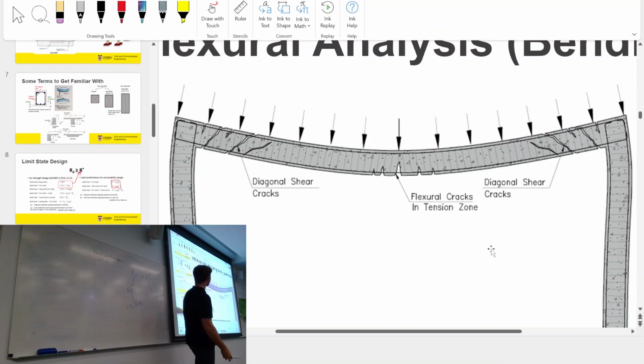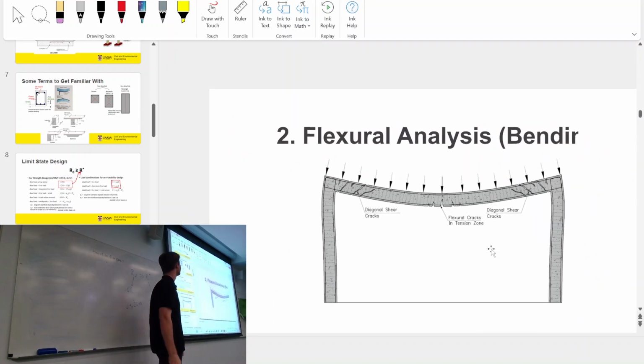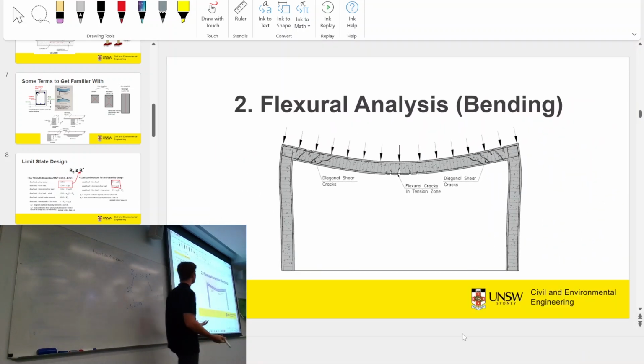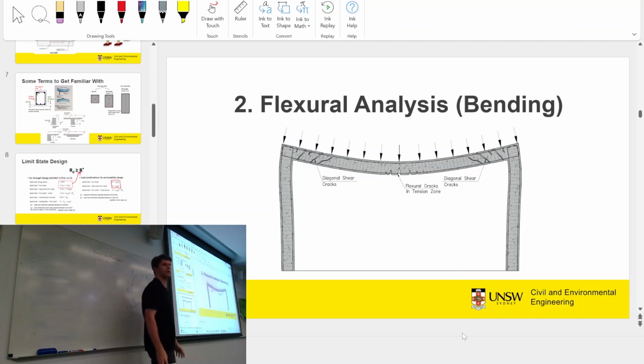So the first one we'll look at is this portion here, flexural analysis. So beam, slab, bending, and then you get cracking in the middle, right? When this beam bends, this portion is in tension. And remember, concrete is really poor in tension, so it's just going to crack from the bottom, and then the tension is going to be taken by the steel.